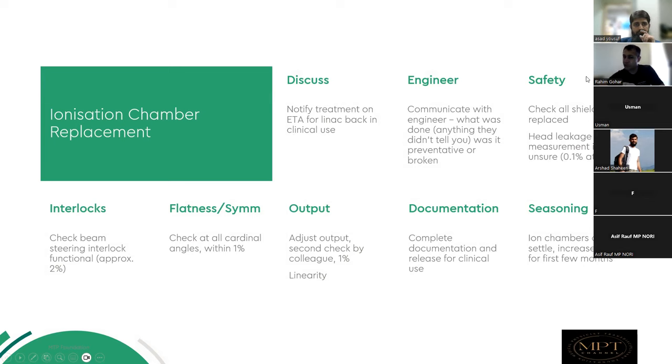Communication, then safety. Before taking any measurement, safety is the first. You have to make sure that leakage is within the limit. And then, as you mentioned, interlocks. If the interlocks are not working, you are working carefully, but one of your colleagues is not there and doesn't know what's happening. So if the interlocks are not good, then you are in trouble.